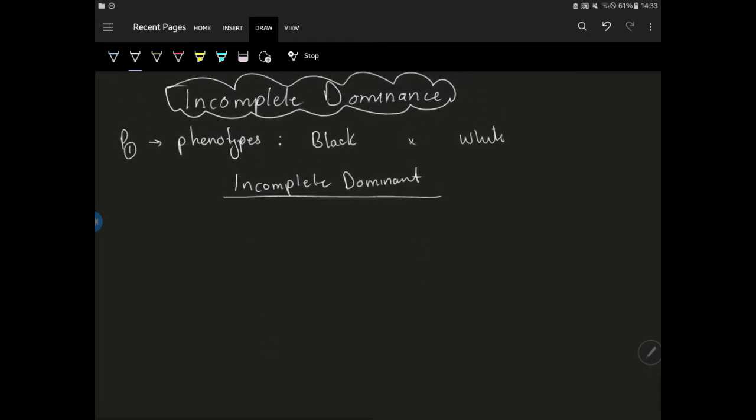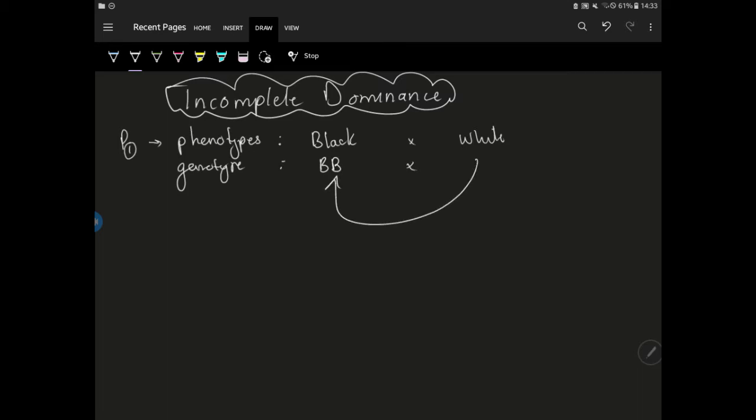Start setting it up. Incomplete dominance. So both are homozygous, of course. Then our genotypes should reflect that. So the black will be BB. Now the white is not a recessive trait of black. The white is not an allele of black. A white is just as dominant, so it gets a capital W, because it is dominant.